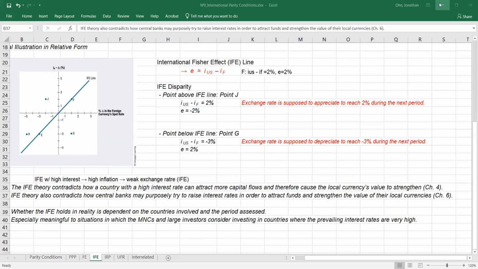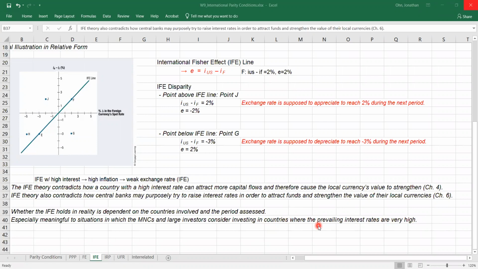So you should not make any simple, straightforward conclusion. It depends, especially meaningful to a situation in which the MNCs and large investors consider investing in countries where the prevailing interest rates are very high. So that happens. I mean, just based on this story, if you invest in the countries where the interest rate is very high, you may get some problem, some issue.